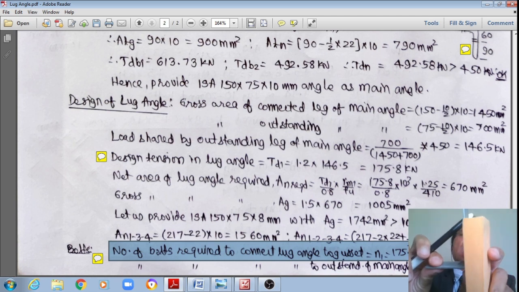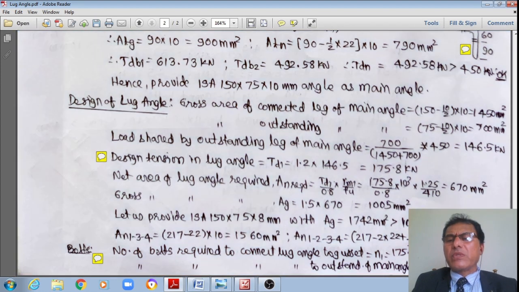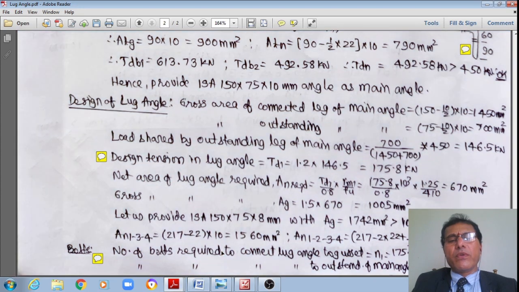However, bearing will not govern. Therefore 45.26 is the bolt value. Therefore N1 will work out to 3.88, say approximately 4. That we already told, even in the previous case also 4. That is okay, right? We already concluded to provide 4 bolts.